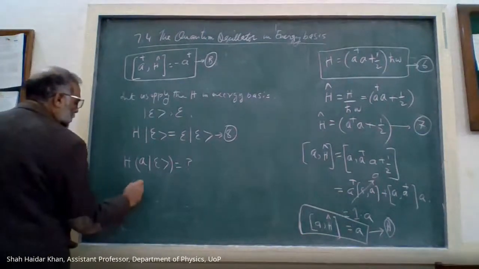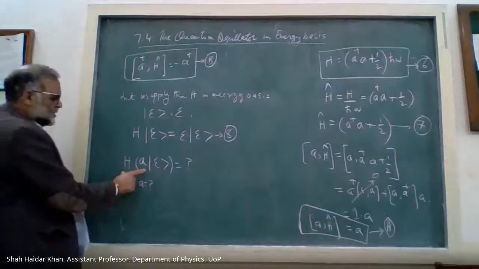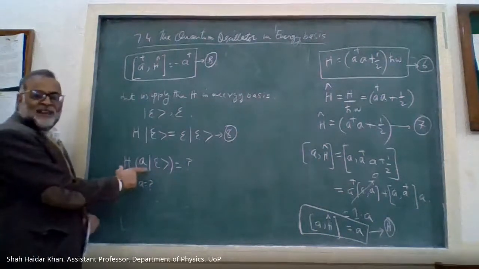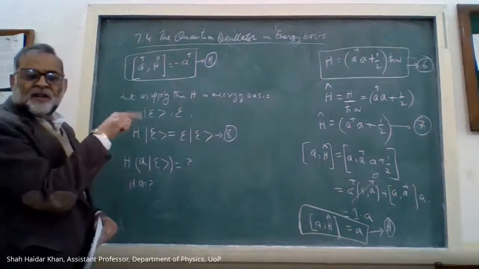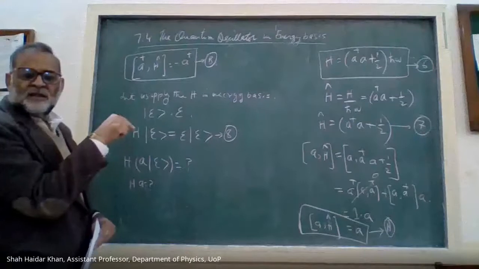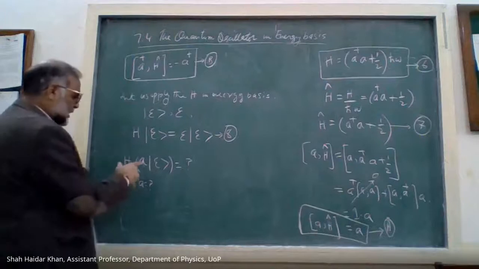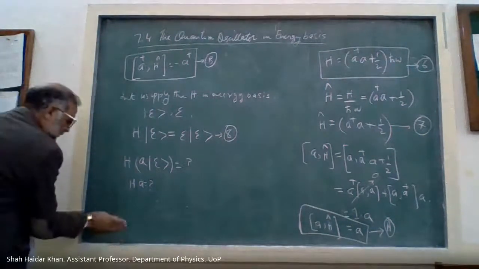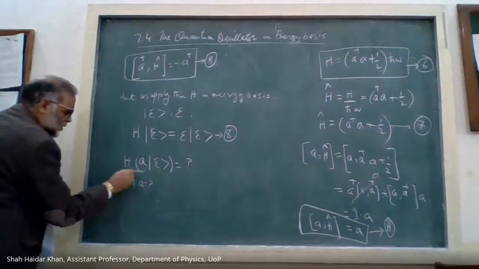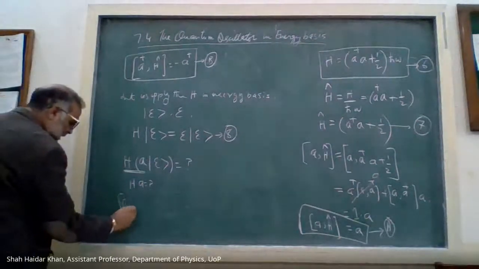So what is HA? HA, these are two operators. We say A is an operator which consists of some constant times X plus iota divided by some constant times p. That is A. So these are now the product of two operators. What is the product of the two operators?